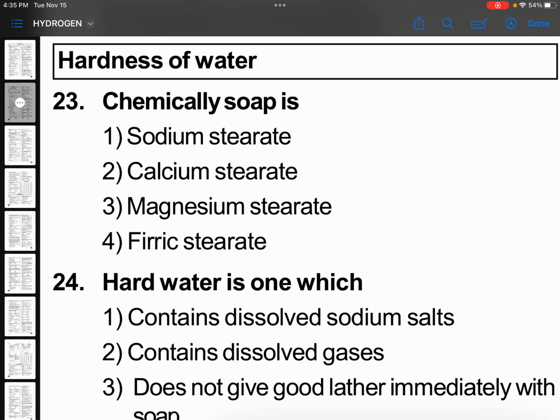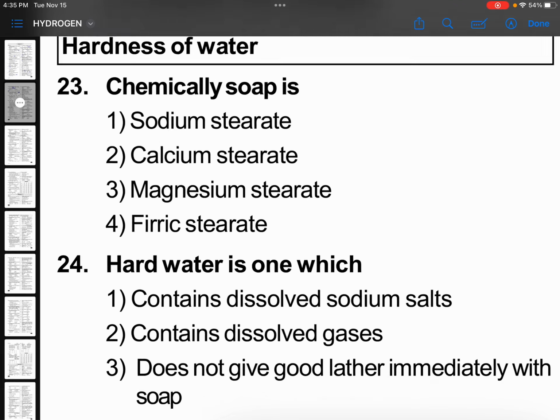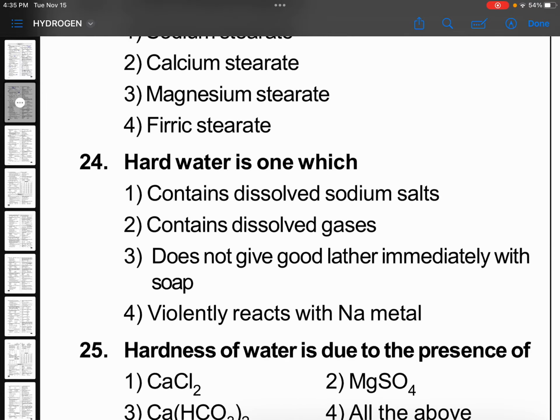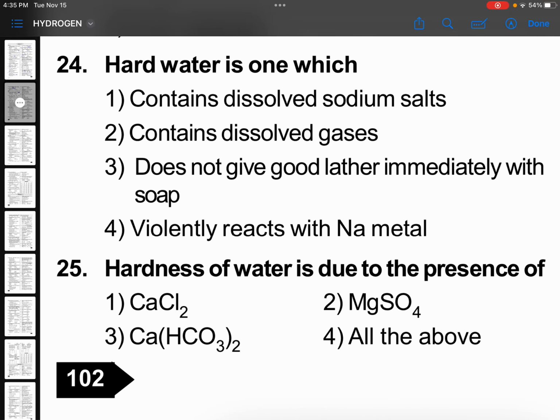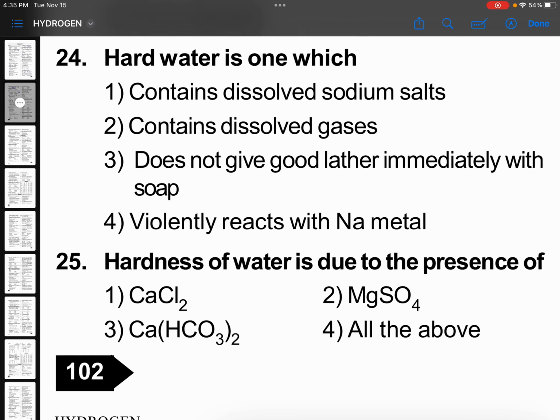The chemical soap is sodium stearate. Direct question. Hard water is one which contains dissolved salts and does not give good lather immediately with soap. Dissolved salts, but not sodium salts; calcium and magnesium salts. So for the 24th question, the best option is the third option. Does not give good lather immediately with soap is hard water.